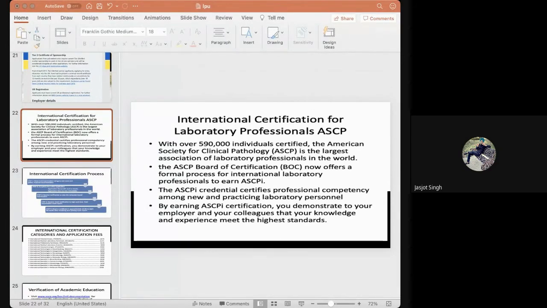And another thing, for the American Society for Clinical Pathology, after you get your evaluation report from World Education Services, the ASCP agency is like a regulatory body, and we have others also here, like American Medical Technologist, and another one. The major one that is used worldwide is the American Society for Clinical Pathology.